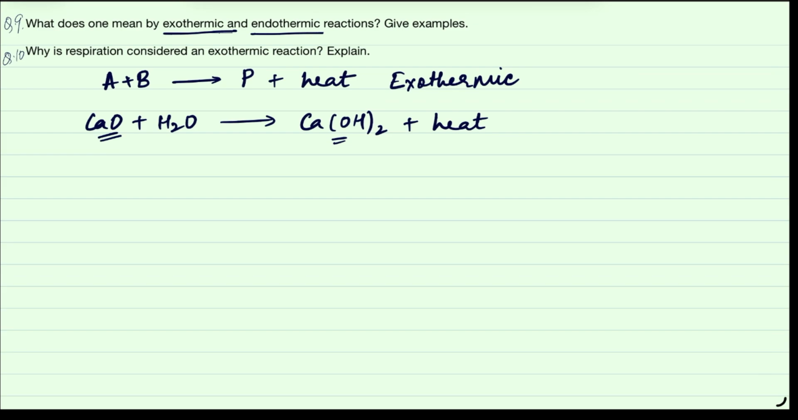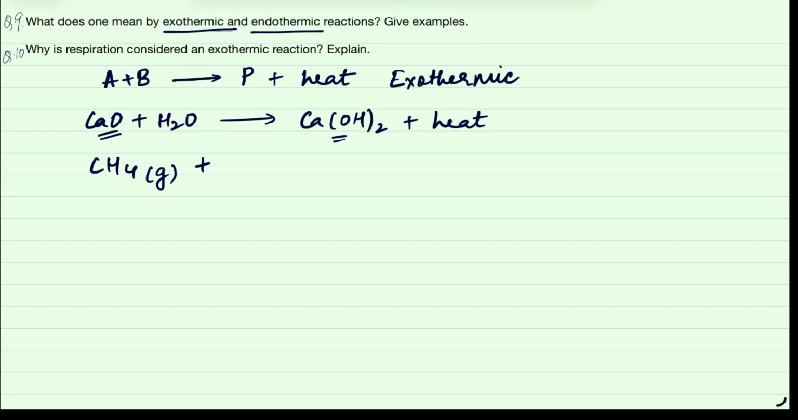So these kind of reactions are known as exothermic reaction. Another example of exothermic reaction is burning of natural gas like CH4, this is in gaseous state, plus oxygen forming carbon dioxide gas. Oxygen is also in gaseous state, plus water, and heat energy is given out. Balancing the equation, this will be 2O2, this will be 2H2O.